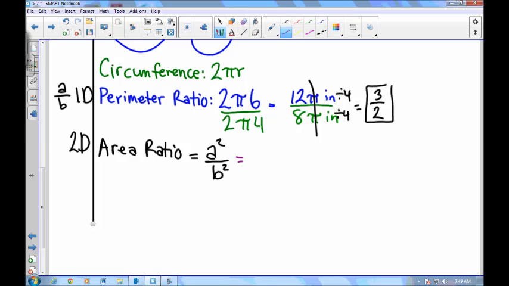Okay, so here I have 3. What's 3 squared? 9. Divided by 2, what's 2 squared? 4. Does this simplify? Nope, there is our area ratio.